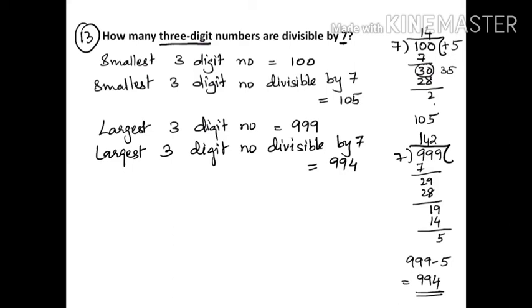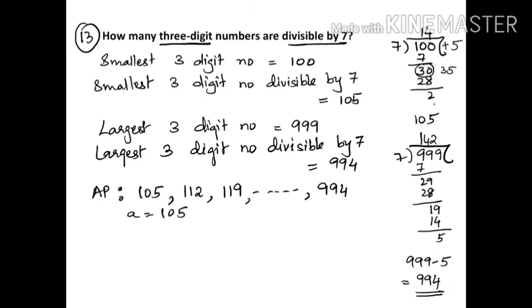So we have found the first term of the AP, that is 105. The next term of the AP will be 7 more, because we are listing 3-digit numbers that are divisible by 7. So adding 7 we get 112, then 119, and so on, and the last number is 994. So A is 105, the common difference is 7, and the nth term or the last term is 994.